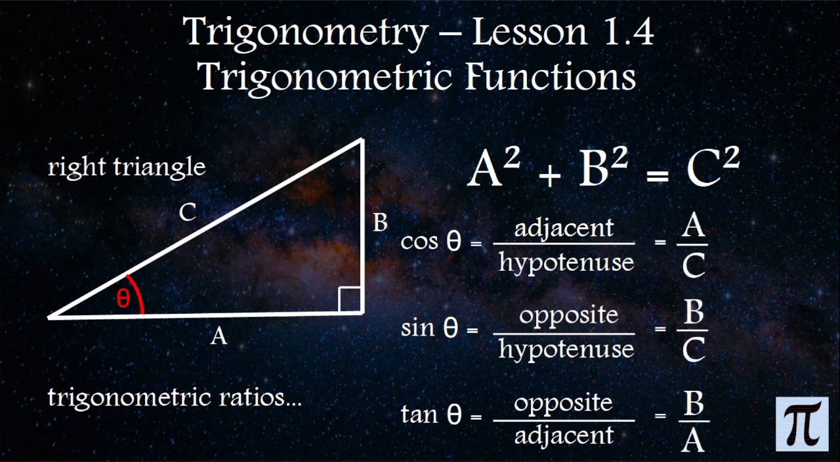So in this case, the cosine of theta is a over c, the sine of theta is b over c, and the tangent of theta is b over a. And as an example, here's a 3, 4, 5 right triangle. And you can see how the different trigonometric functions, or ratios, end up.